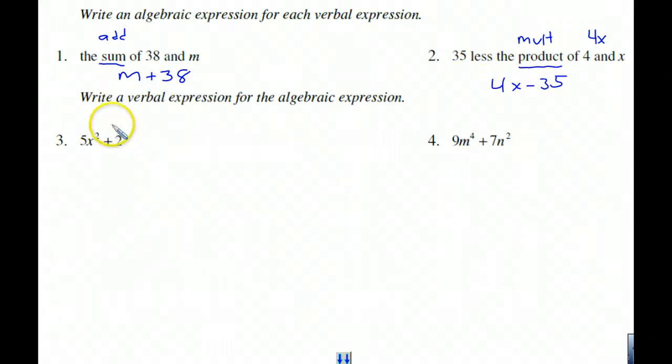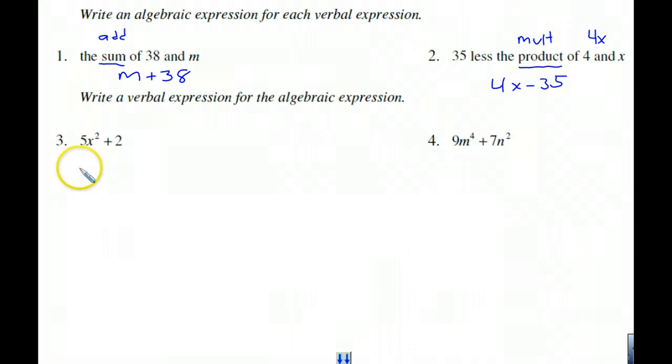Number 3 and 4 are similar to 1 and 2. It's the backwards direction. So they're going to give us what the expression is, and they want us to write out the words. So there's no one right answer here. Since there are so many words for addition and exponents and to multiply, there's a lot of different words. So this is just going to be one particular correct answer.